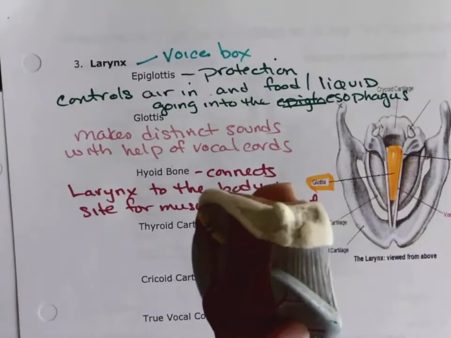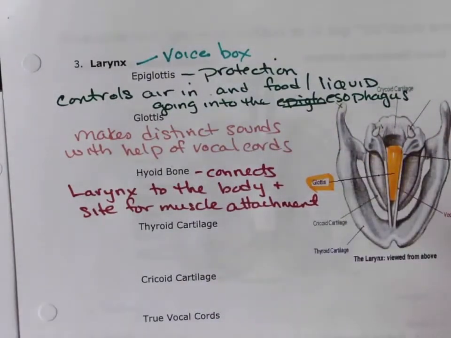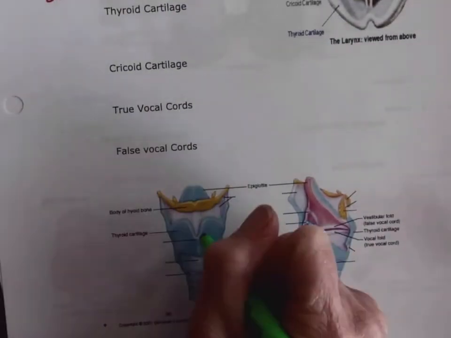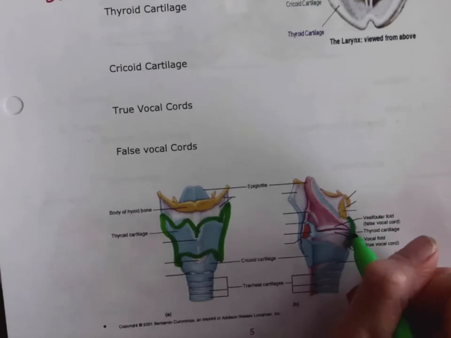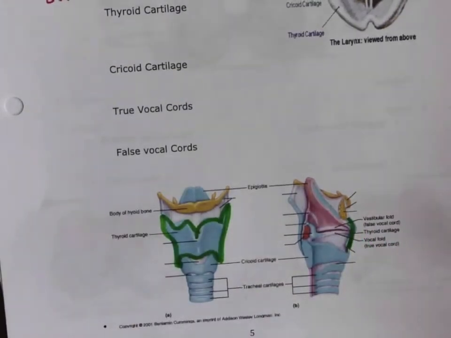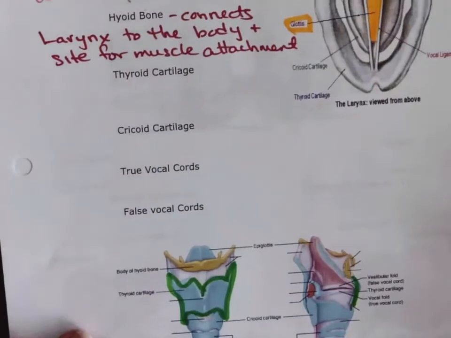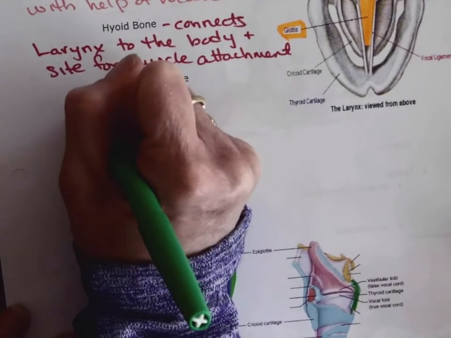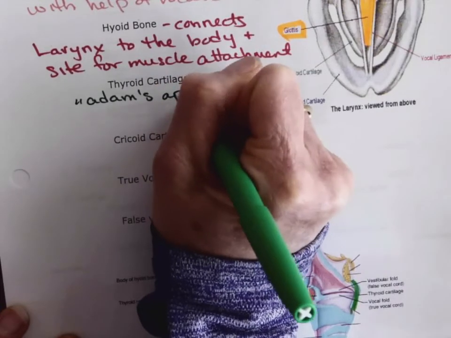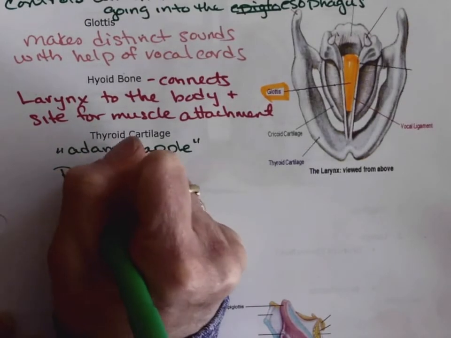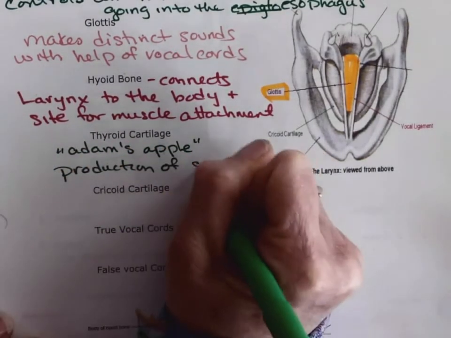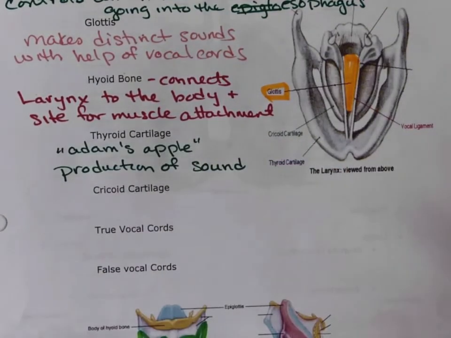The thyroid cartilage, this big piece here, which you can feel if you feel your neck and talk, you'll feel it vibrate. So if we go down to the bottom here, this area right here, and this area from the side is the thyroid cartilage, so part of that because that's what the thyroid connects to. This is what we nickname our Adam's apple. And its job is also production of sound, which is why when you get hit there, sometimes it's hard to talk.